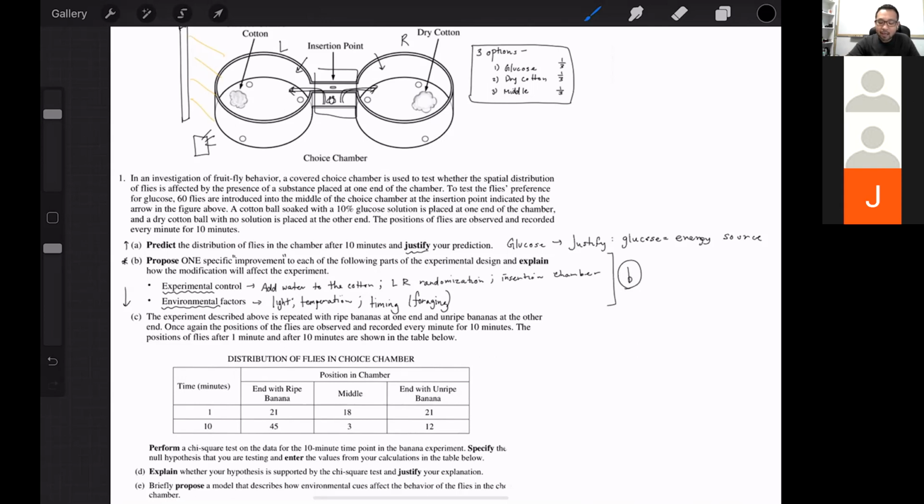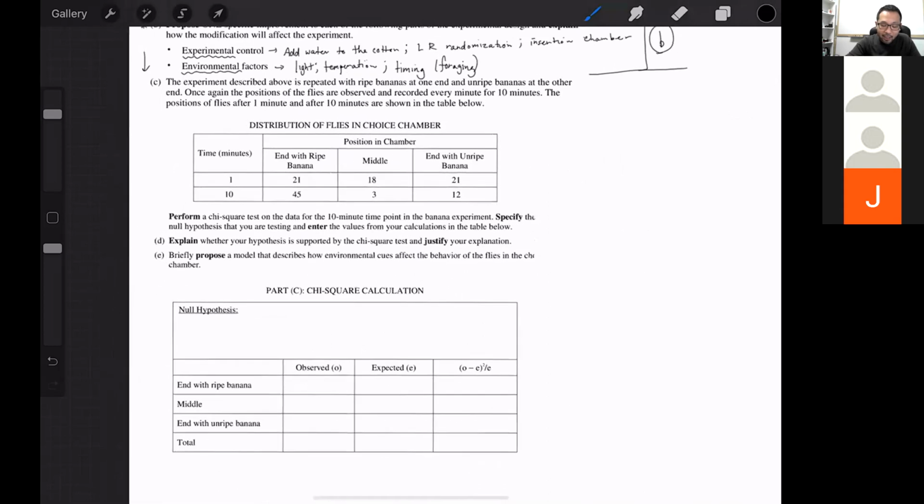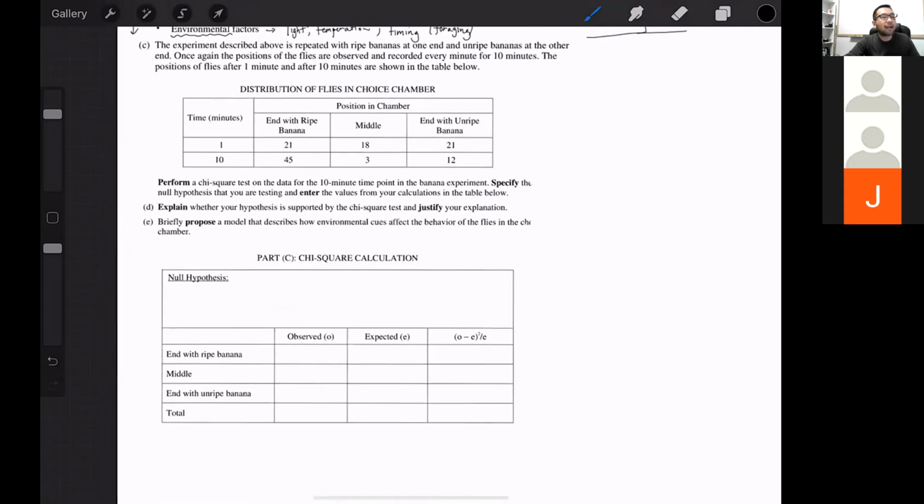So A and B, fairly simple. So I think that part was okay for most of you guys. Now, here's where it gets a little bit tricky, because in C, we have a repeat of this experiment with a couple of variations. For one, instead of using glucose-soaked cotton and a dry cotton, we're using an end with a ripe banana, which I presume would be a little bit sweeter from my personal experience. And then you have an end with unripe banana, which again, probably not as preferred for the flies, but we'll see how it goes, right?